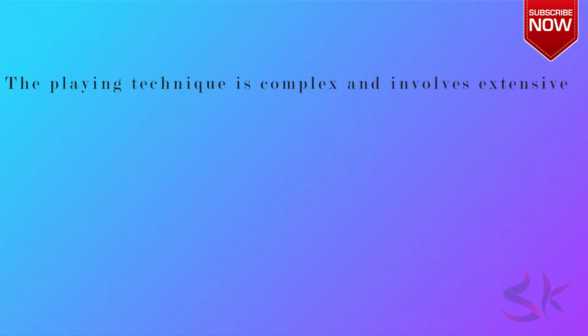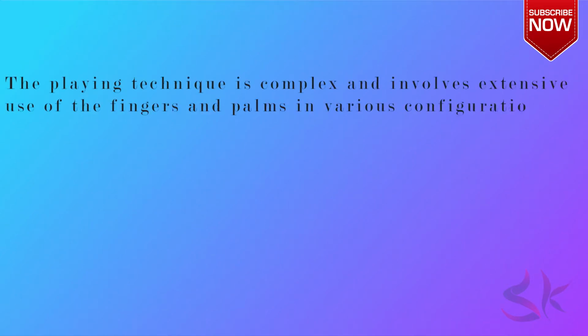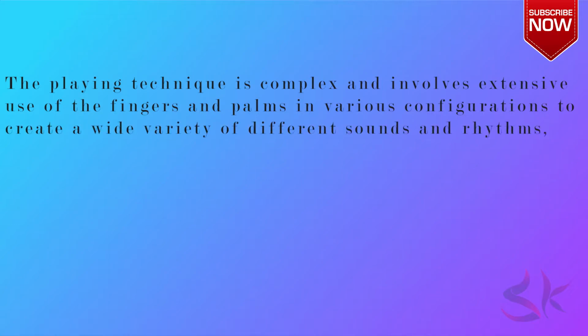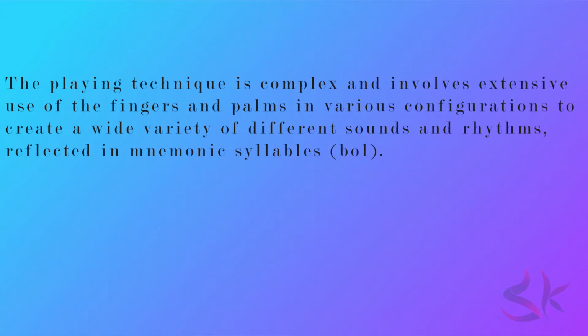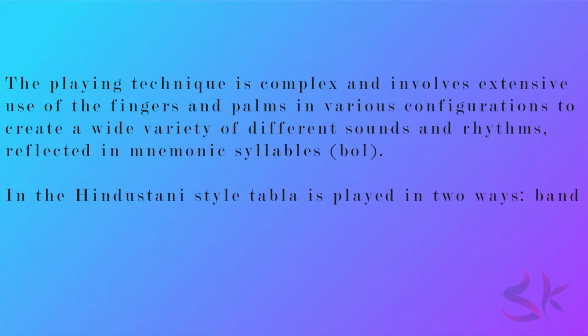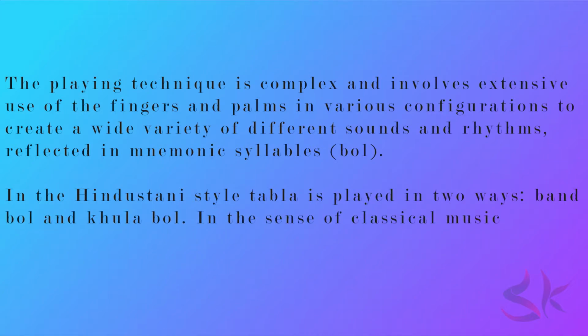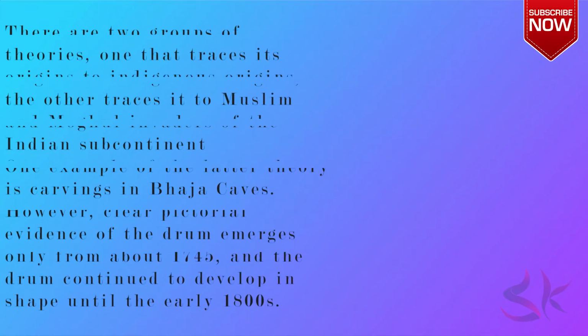The playing technique is complex and involves extensive use of the fingers and palms in various configurations to create a wide variety of different sounds and rhythms reflected in mnemonic syllables or bols. In the Hindustani style, tabla is played in two ways, band bol or khula bol. In the sense of classical music, it is termed tali or khali. It is one of the main Qawwali instruments used by Sufi musicians of Bangladesh and India. The tabla is also an important instrument in the bhakti devotional traditions of Hinduism and Sikhism, such as during bhajans and kirtan singing. Now let's talk about the history.